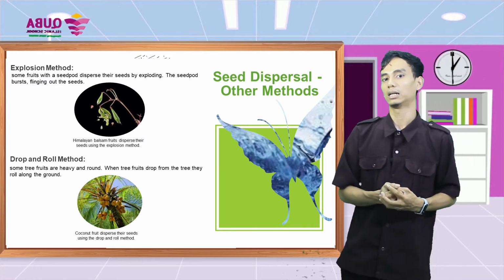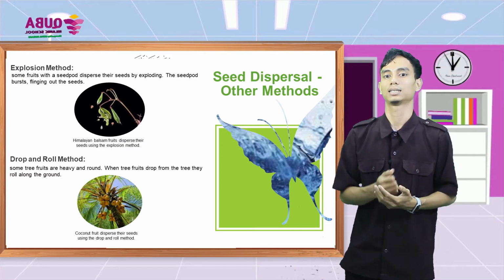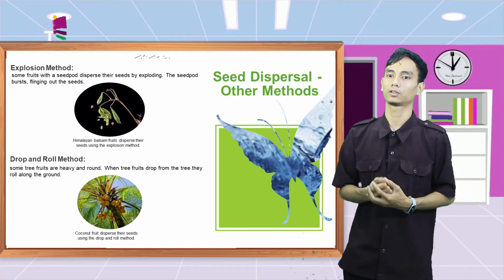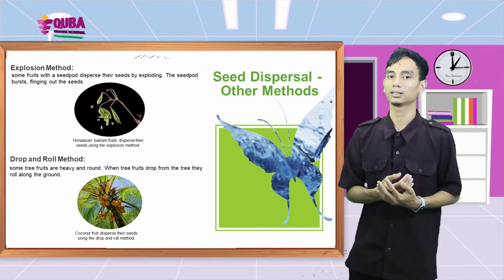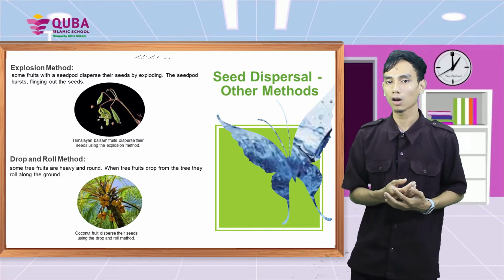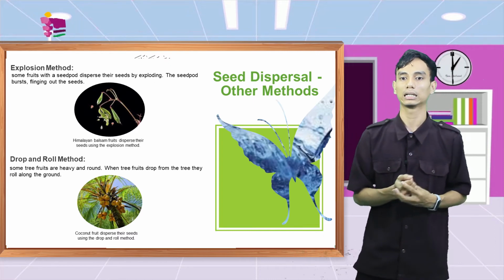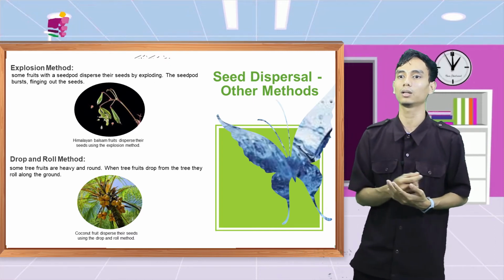And the last method, drop and roll. Some tree fruits are heavy and round. When tree fruit drop from the tree, they roll along the ground. For example, coconut fruit disperse their seed using the drop and roll method.